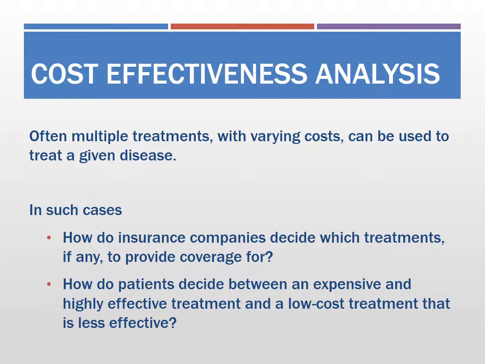So in such a case, how does the insurance company decide which treatment, if any, to provide coverage for? Right? There are so many different ways to treat the same thing. Should the insurance company always cover the most expensive one, or the least expensive one? Or is there a way for the insurance company to decide that a certain treatment is more cost effective, so that they will cover it, compared to those that are not so effective for the cost? And how do patients decide between an expensive and highly effective treatment and a low-cost treatment that is less effective? Those are the questions we are going to address in this section.